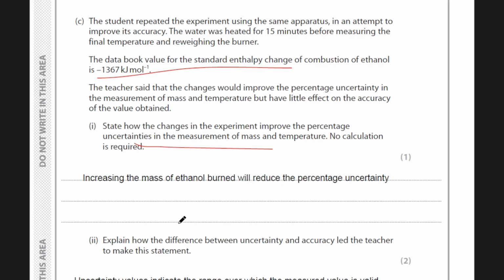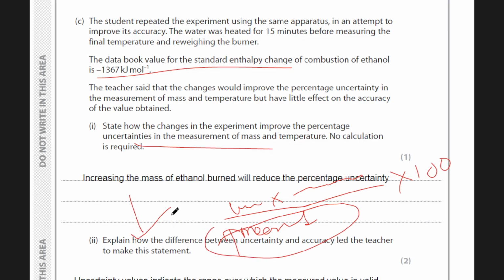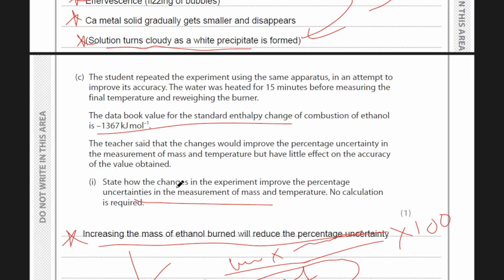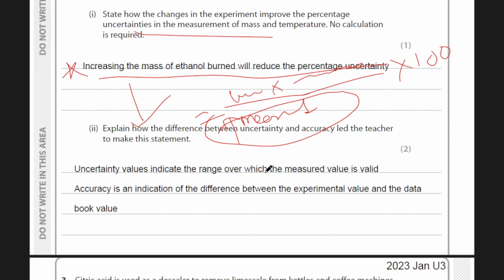Look, the percentage uncertainty is what we know, that measured value. This is what the formula is: the uncertainty divided by the measured value, times 100. So if we can increase the measured value, the percentage uncertainty decreases, right? That is why we should increase the mass of the ethanol burned, which will greatly reduce the percentage uncertainty and increase the accuracy between the data booklet value and the experimental result.